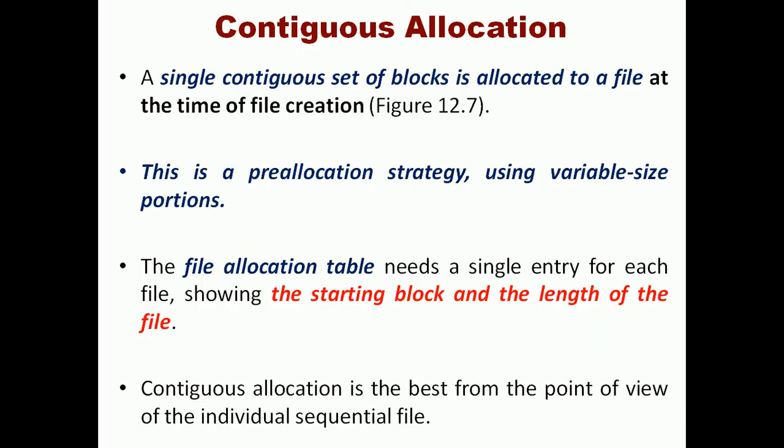In contiguous allocation, the first mechanism is called contiguous allocation. It means continuous allocation. Here we are going to use the file allocation table. In this file allocation table, every file has an entry, and each entry consists of only the starting block and the length of the file. This is also suitable for the pre-allocation strategy using variable size portions.